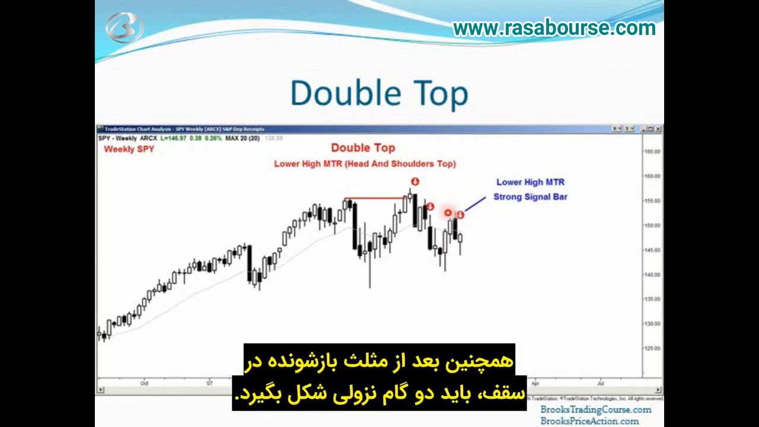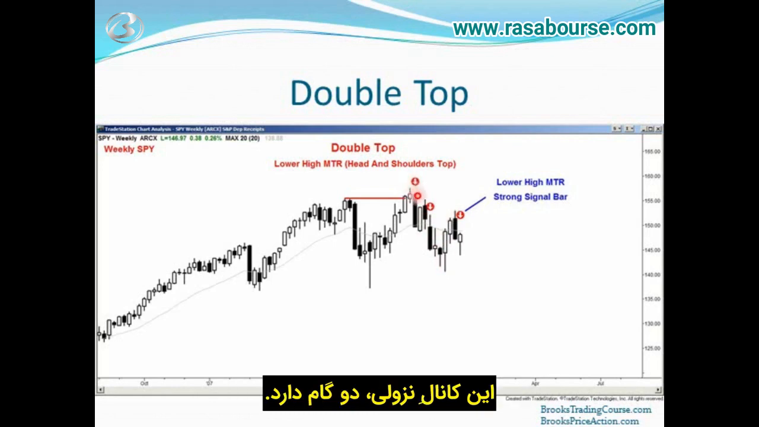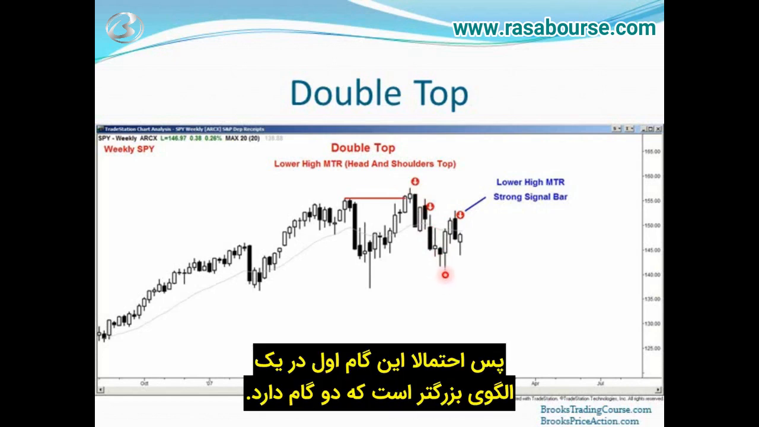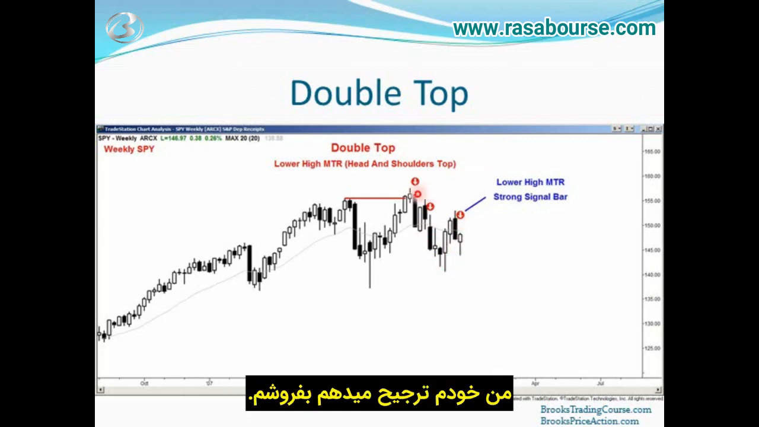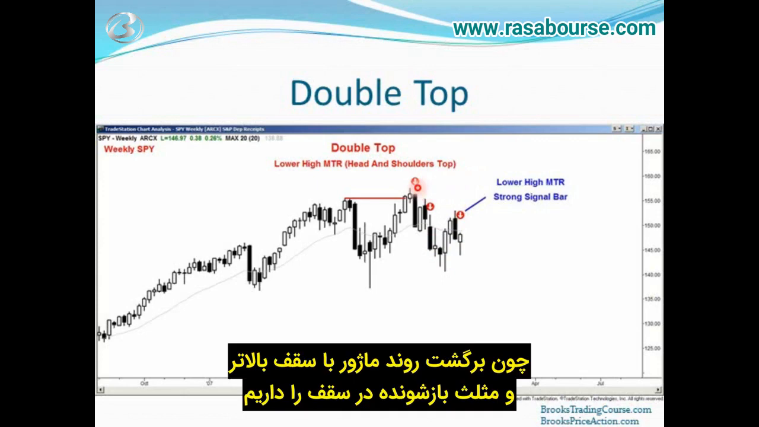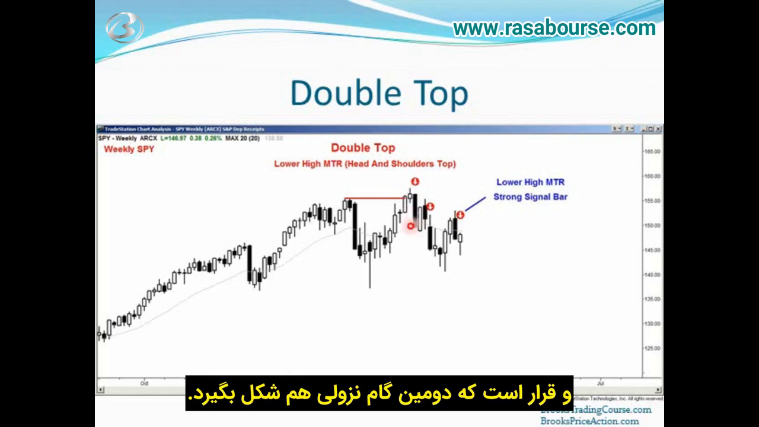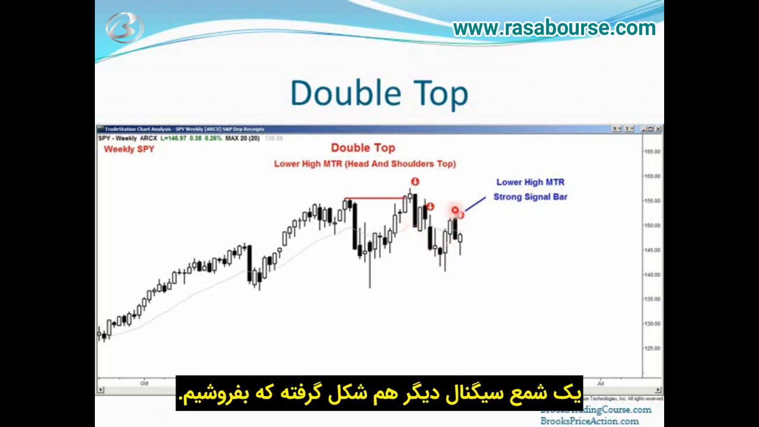Also, we should get 2 legs down after the expanding triangle top. This channel, this move down, yes, it has 2 legs, but it's so tight, it's probably just the first leg of a larger 2-legged pattern. Bulls might buy this, betting on an upside breakout. To me, I would rather be short because I think we'll get a second leg down from the expanding triangle top, the higher high, major trend reversal. A good signal bar for another short, stop above that high.